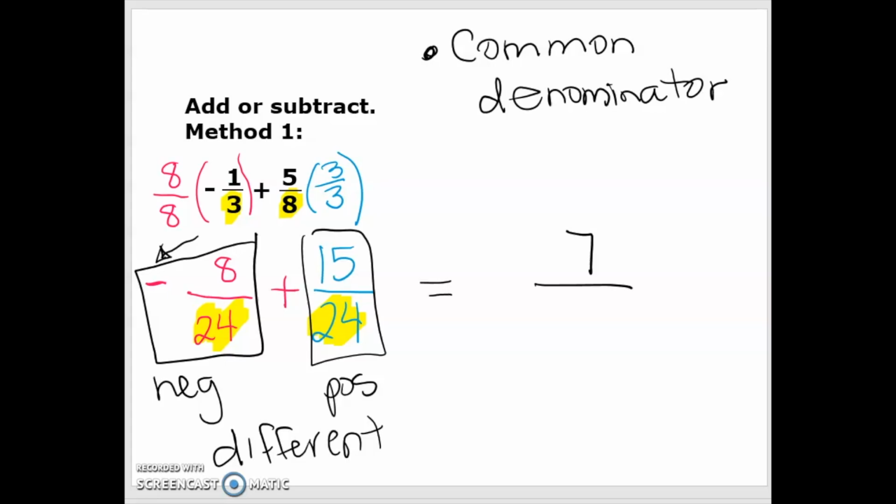Then how do I know if my answer is positive or negative? Well, I think about it, which is bigger, 15 or 8? Remember, when I'm thinking about size, I just ignore the negative symbol. 15 is bigger, so that tells me my answer is positive. And then finally, whatever my denominator was, I bring that denominator straight over. Okay, so we're tying in our negative rules, we're tying in our fraction rules, we're tying in common denominators. So there's a lot going on in this problem that we want to be paying attention to.